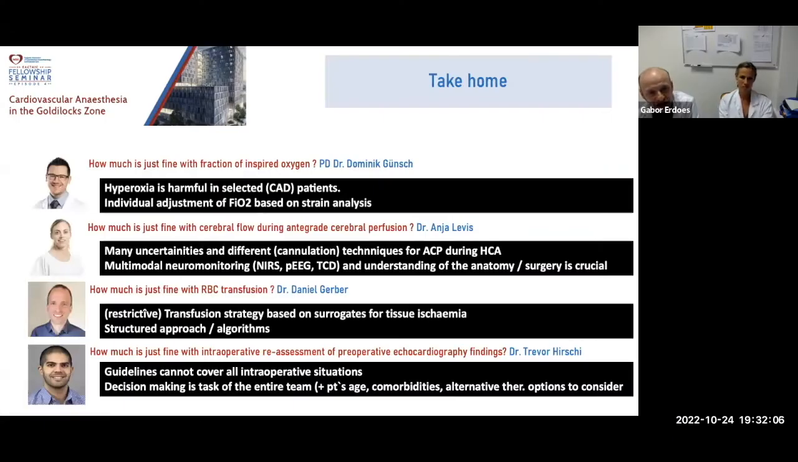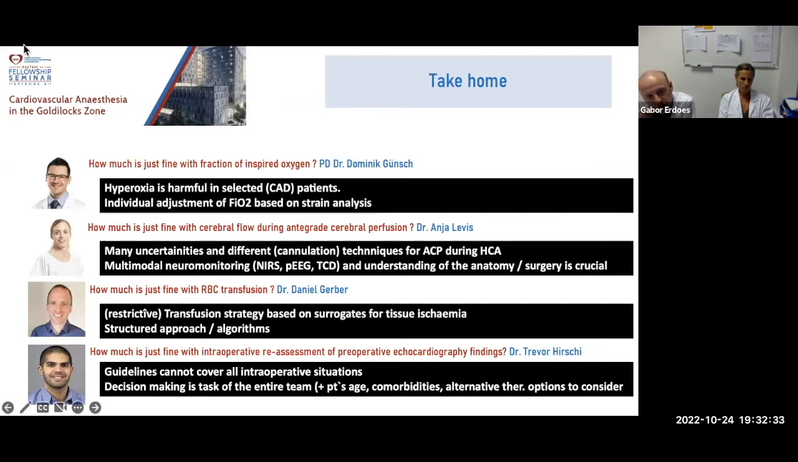And I prepared some take-home messages. I think we could clearly state that hyperoxia is harmful in selected patients, especially in patients with coronary artery disease, and that we need an individual adjustment of the fraction of inspired oxygen based on echocardiography findings.